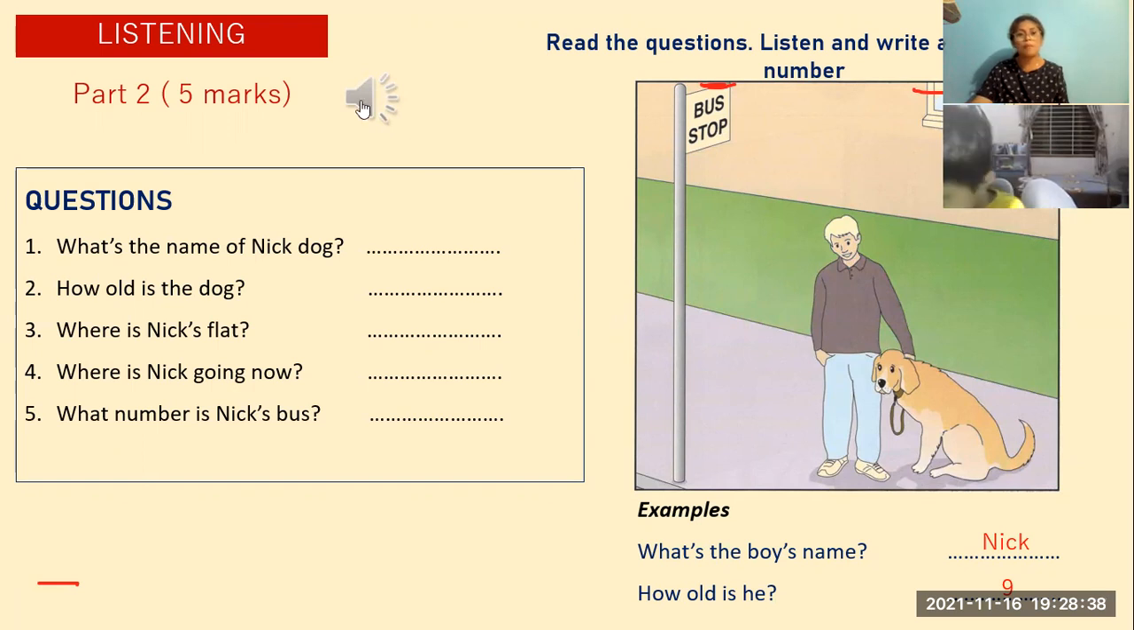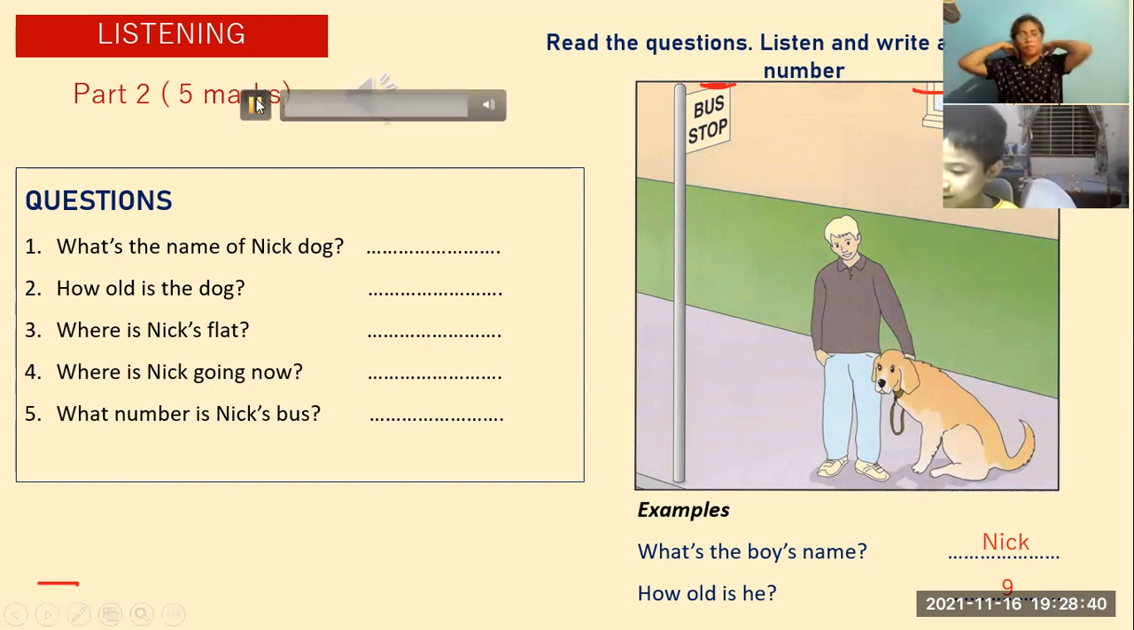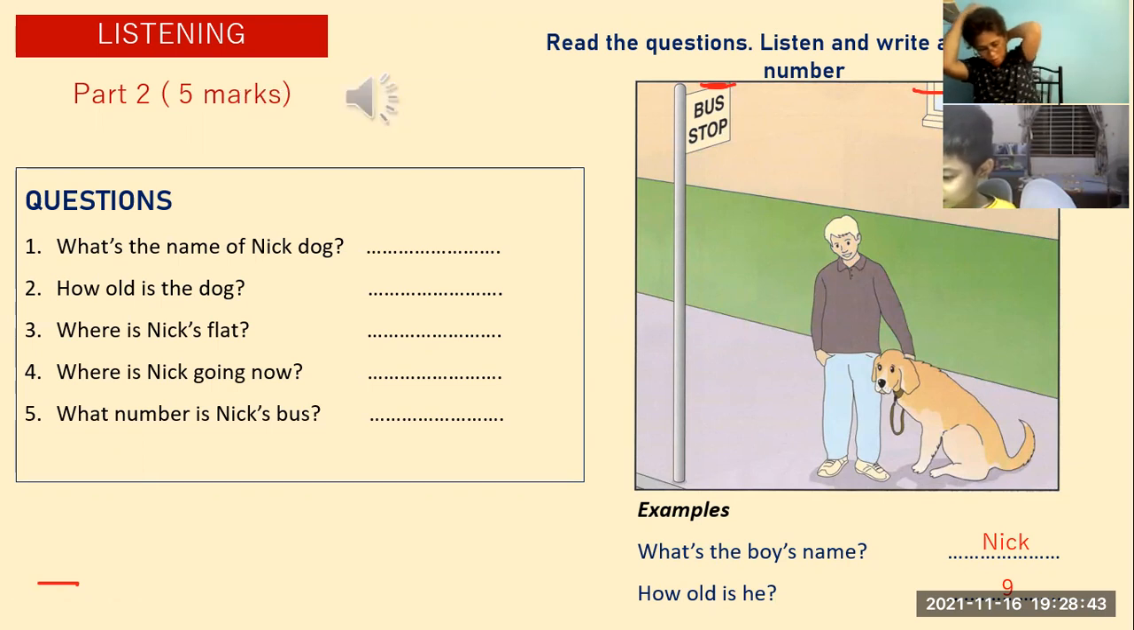Okay, lesson done. Part 2. Look at the picture. Listen and write a name or a number. There are two examples.